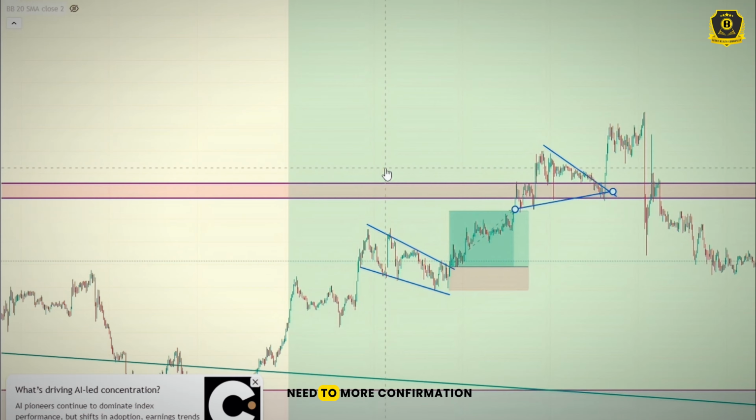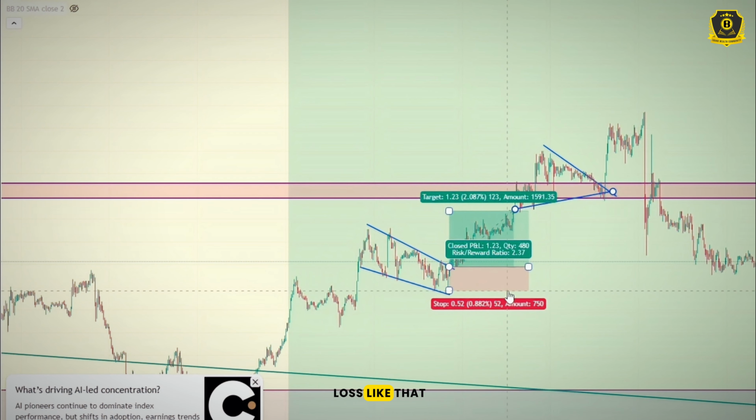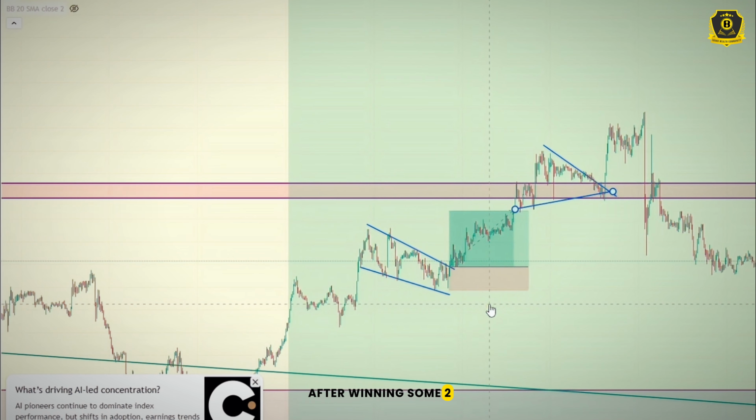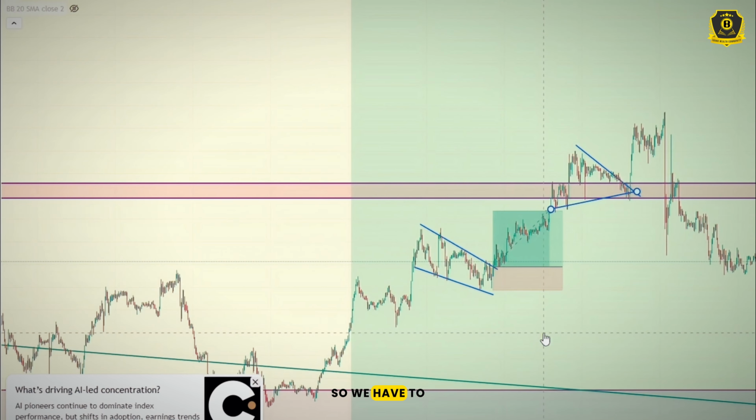We need more confirmation, because every trader makes the same mistakes: entering before confirmation, ignoring trend direction, no stop loss, guessing, and overconfidence, like after winning 2, 3, 4, 5 trades, trading every pattern. Don't trade every pattern as if it is tradable. We have to wait for the confirmed pattern breakout, otherwise we are going to lose the trade.